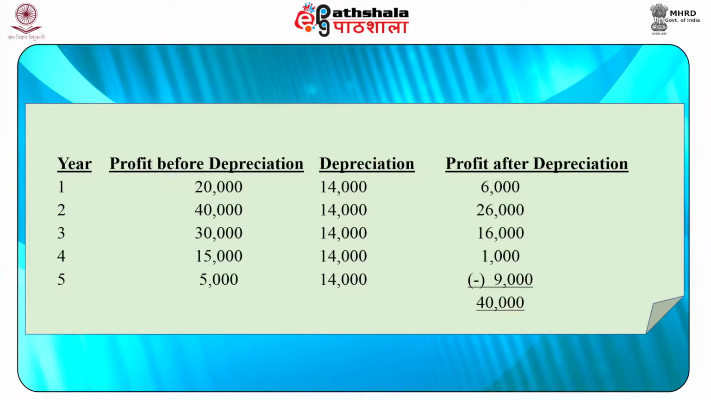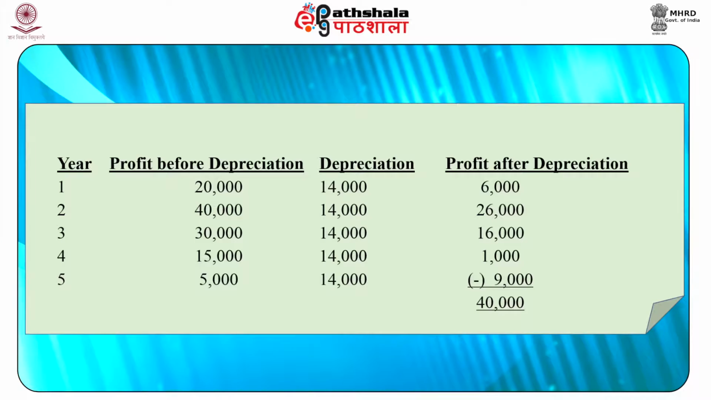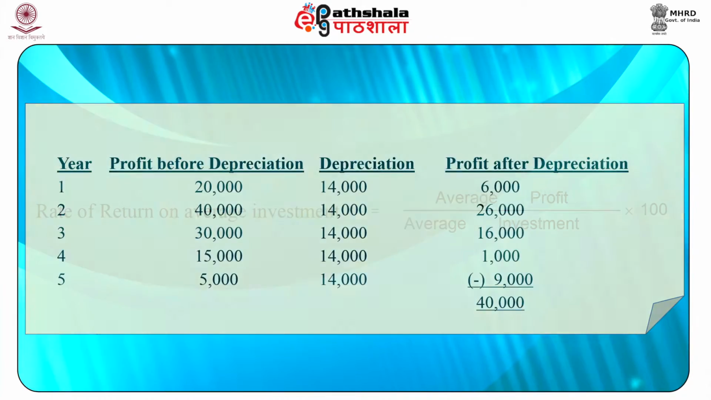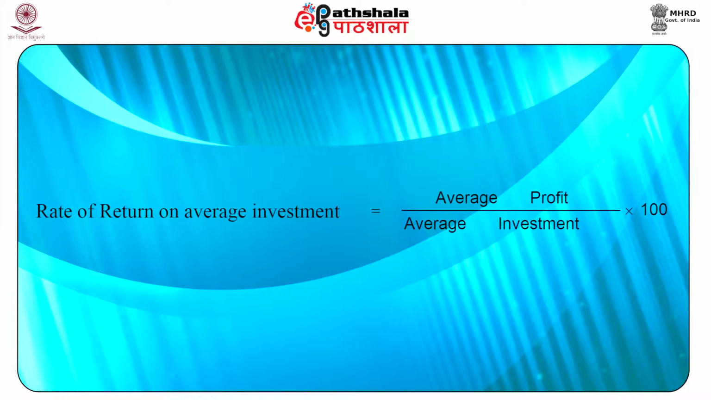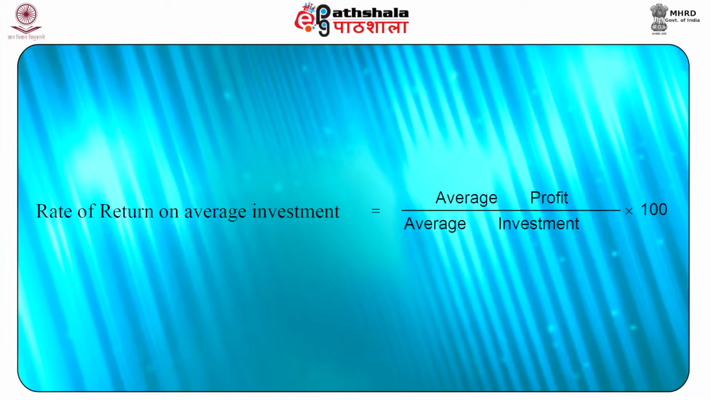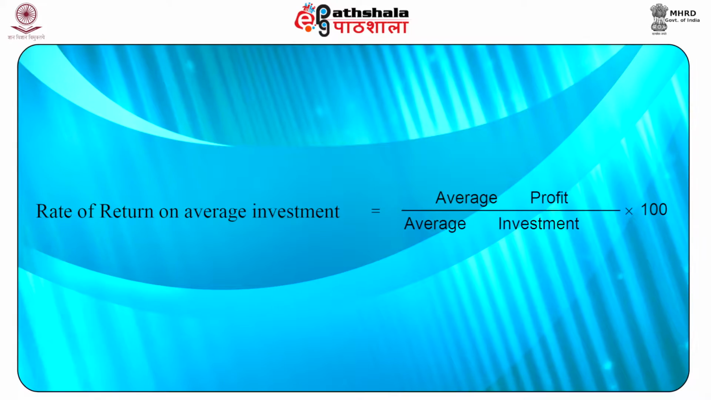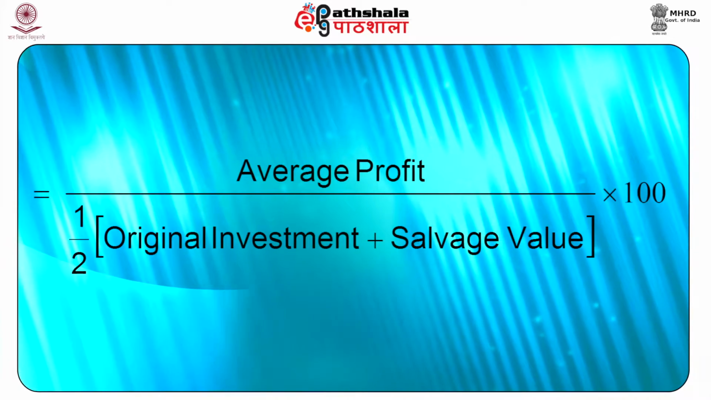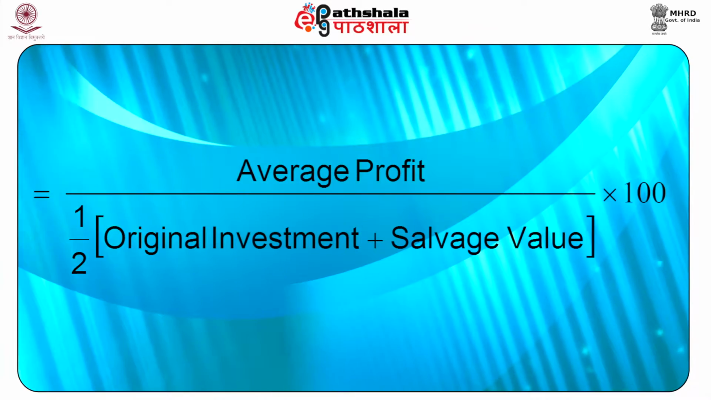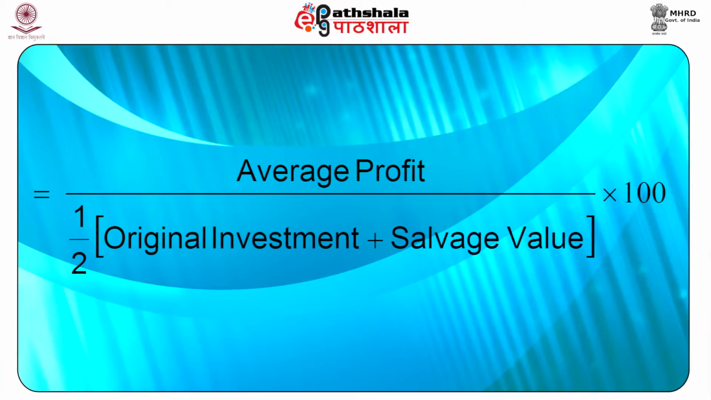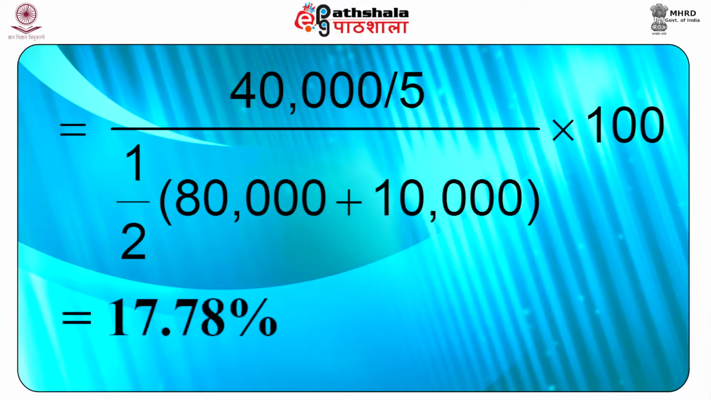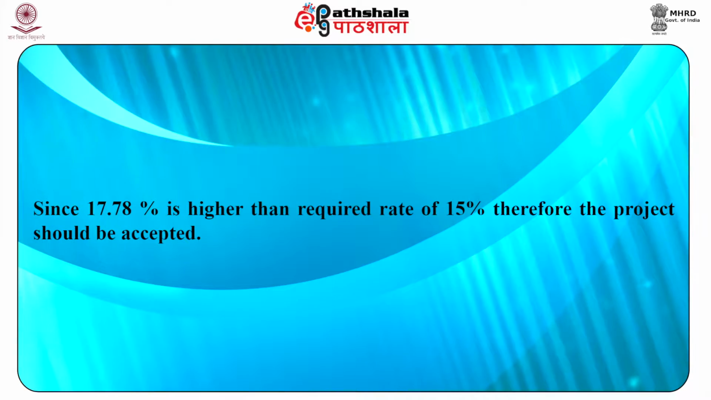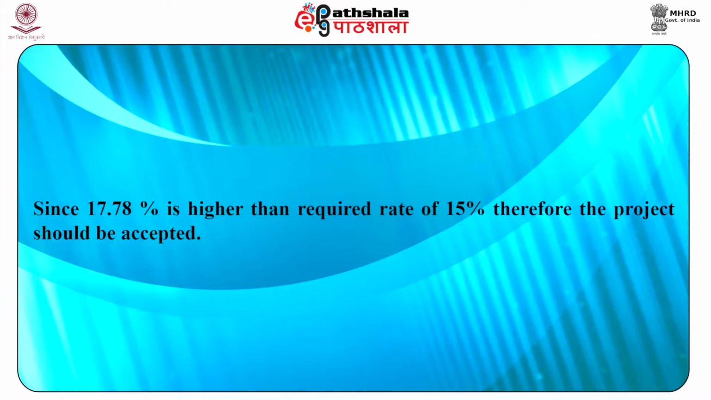Now let us come to its solution. We have the year, profit before depreciation, depreciation, profit after depreciation. Now look at this table. This table shows that the rate of return on average investment is equal to average profit divided by average investment multiplied by 100, which is equal to average profit divided by half of original investment plus salvage value multiplied by 100, which is equal to, in this example, 17.78%. Since 17.78% is higher than the required rate of 15%, therefore, the project should be accepted.